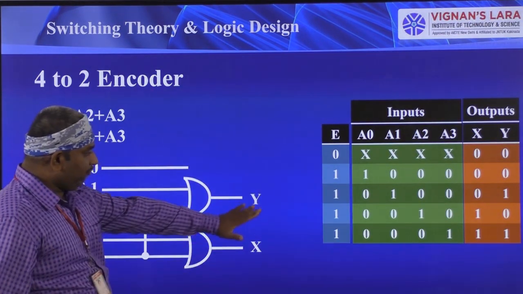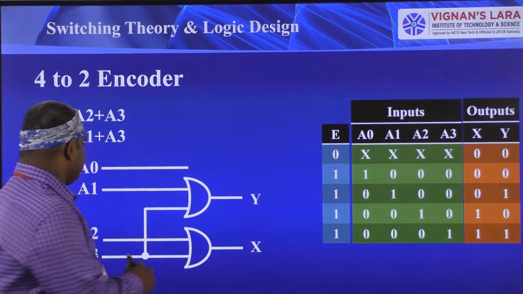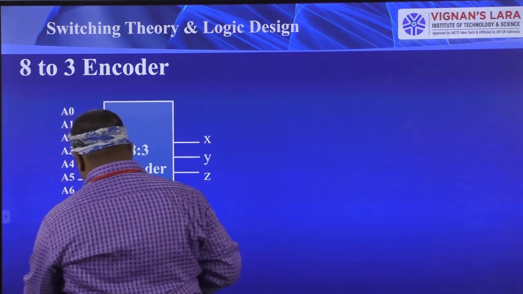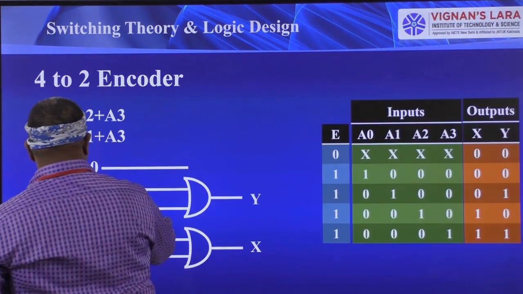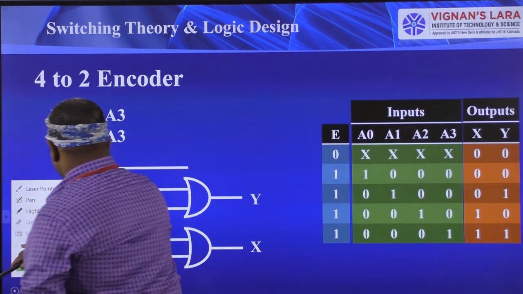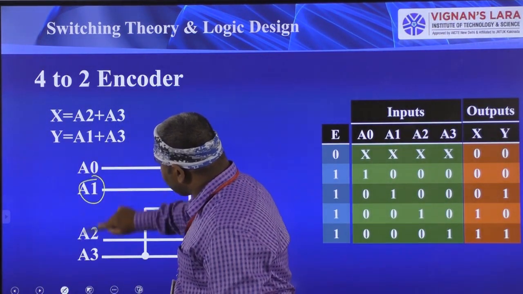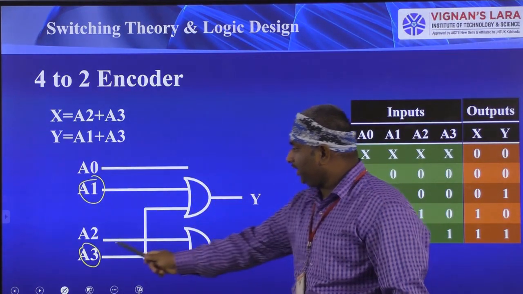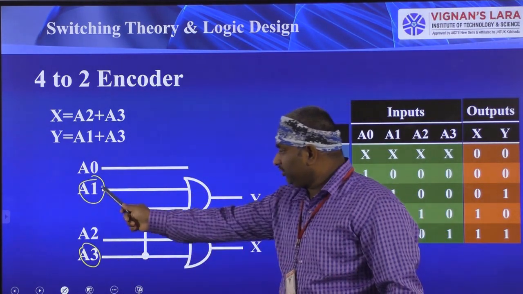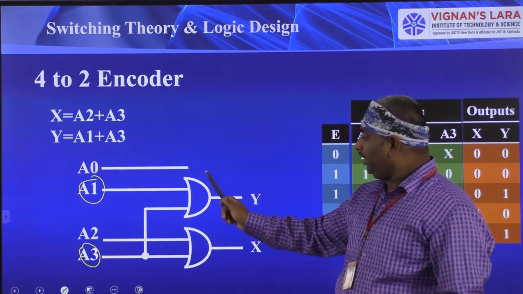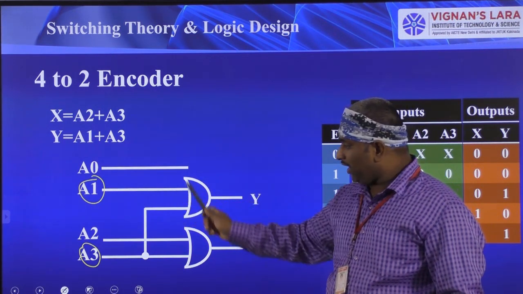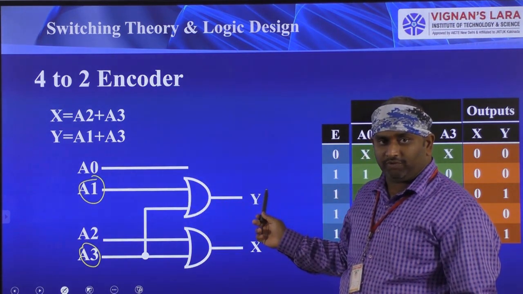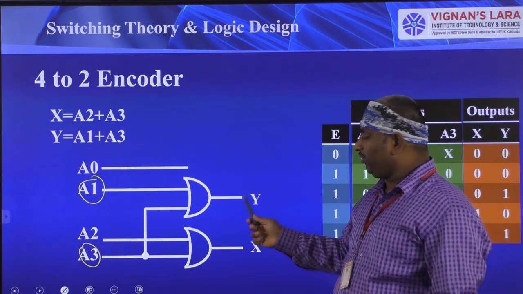So see here, what is the Y? Y is equal to A1 plus A3. So here the A1 signal is there, and the A3 signal. This A1 signal is connected to this OR gate and the A3 signal is connected to this OR gate. If A1 is equal to 1 or A3 is equal to 1, the Y output will automatically switch on. It will go to the switch on condition.